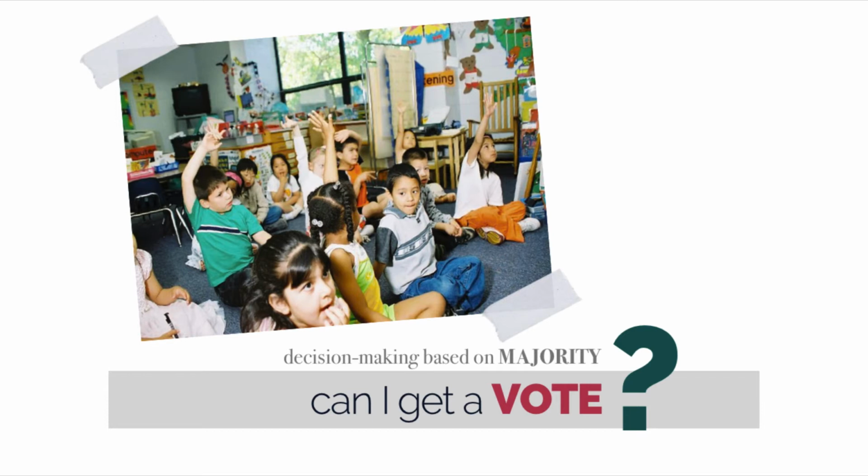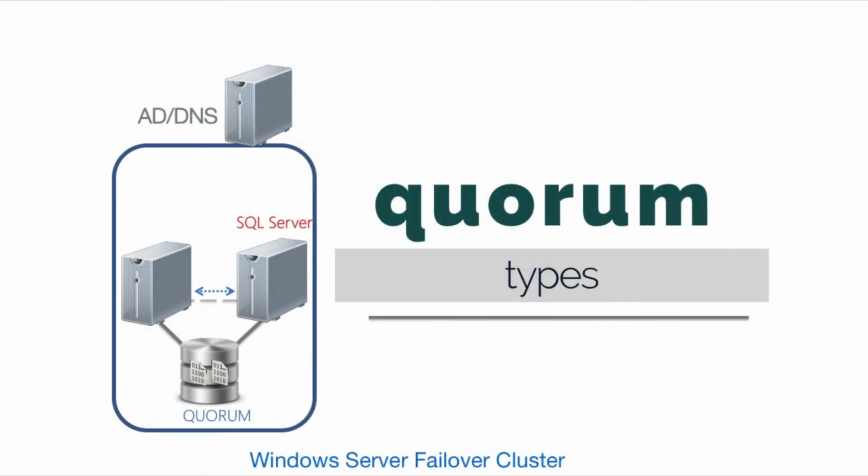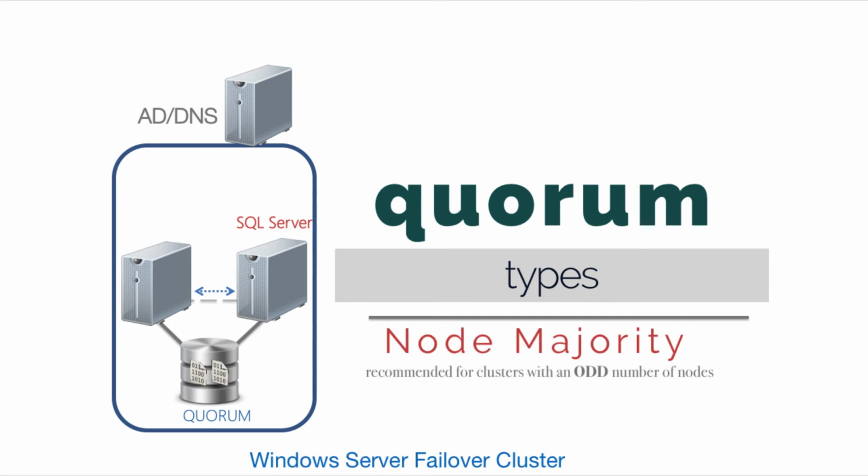This is how the quorum works. You need to get a majority of votes from all of the voting members. And what impacts this is the type of quorum that you configured for your failover cluster. You can have node majority. If you have an odd number of nodes, you can use node majority. Of course, you need 2 out of 3 if you have 3 nodes, 3 out of 5 if you have 5 nodes to achieve majority.